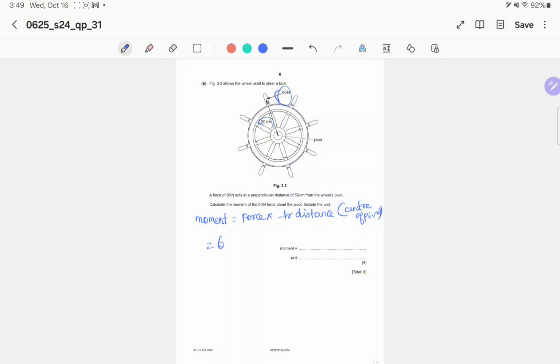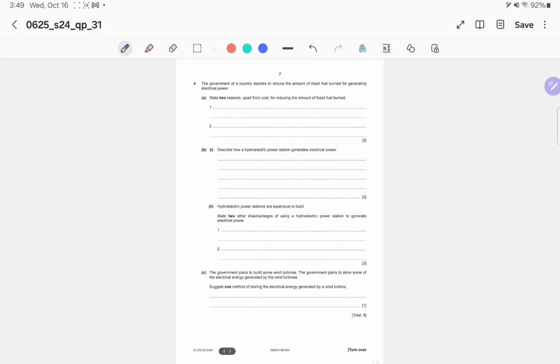So force is 60 Newton, given, into the perpendicular distance of 50 centimeter. So it is 3000 Newton centimeter. Okay, the unit is Newton centimeter. Or if we convert to Newton meters, it is divided by 100, so it is 30 Newton meters. The unit is Newton meters or Newton centimeters, depending on the answer you are giving. If it is 30, it is Newton meters. Please remember and write it.